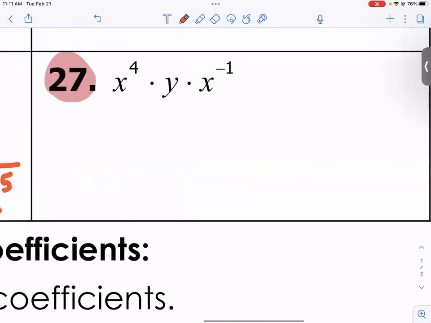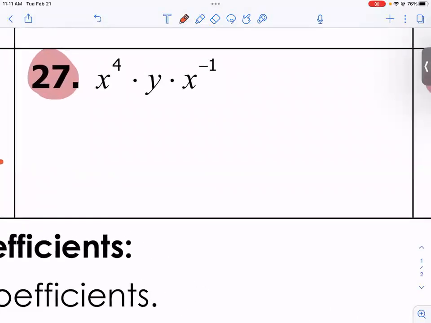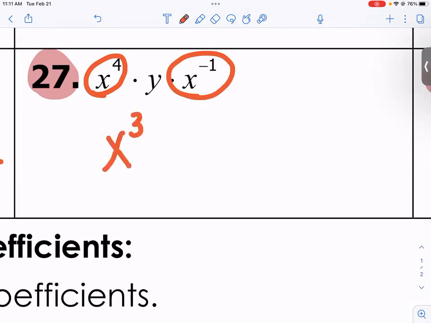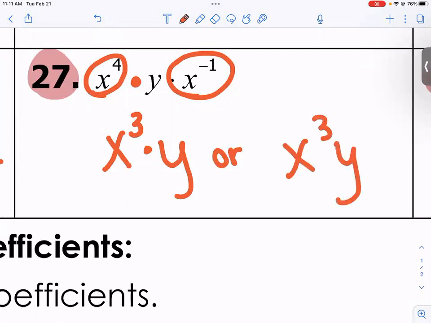All right, now in 27, I saw some interesting things happen. Can I multiply all 3 of them together to just get 1 letter? No. Okay, but x to the 4th times x to the -1st would give us x to the what power? 3. This is still a multiplication sign. It doesn't change. So you can either write it like this, or you could write it as x cubed y. But it does not become a plus sign. I saw some plus signs. That's not what's happening.